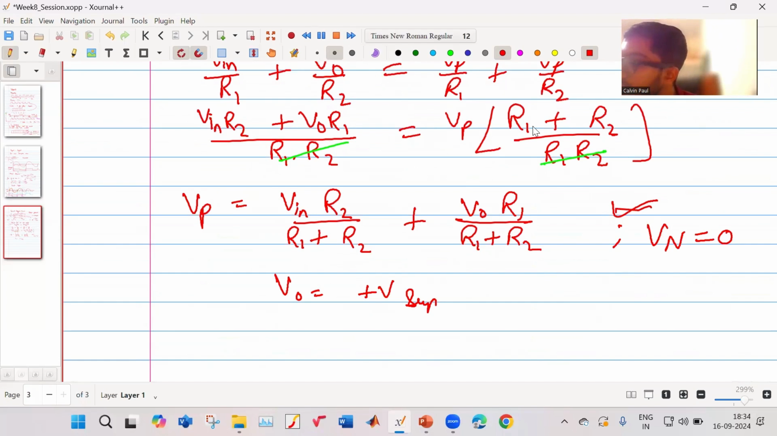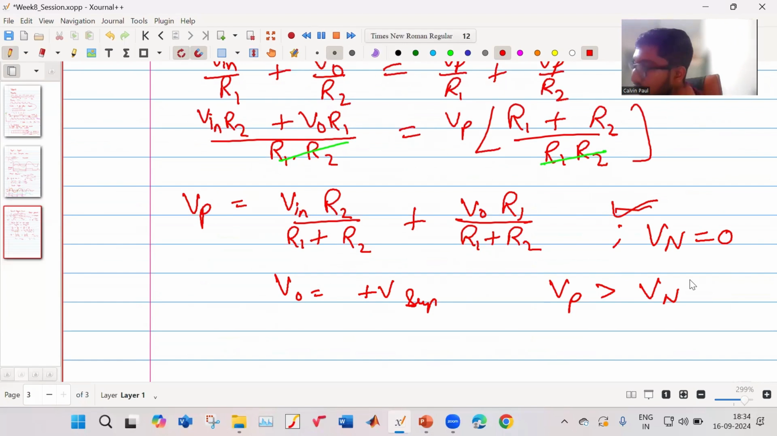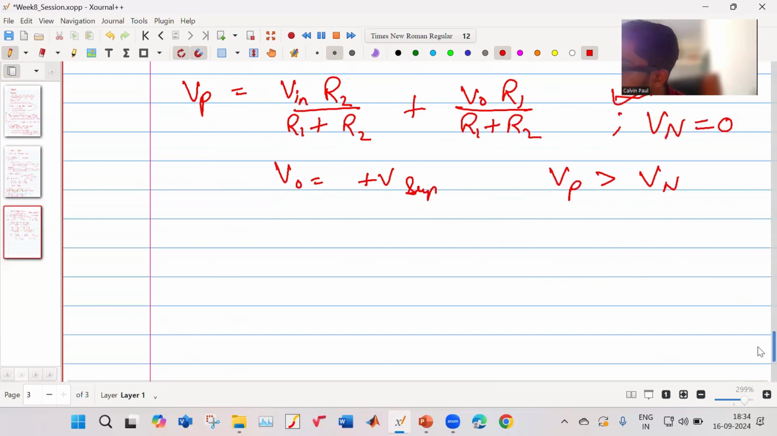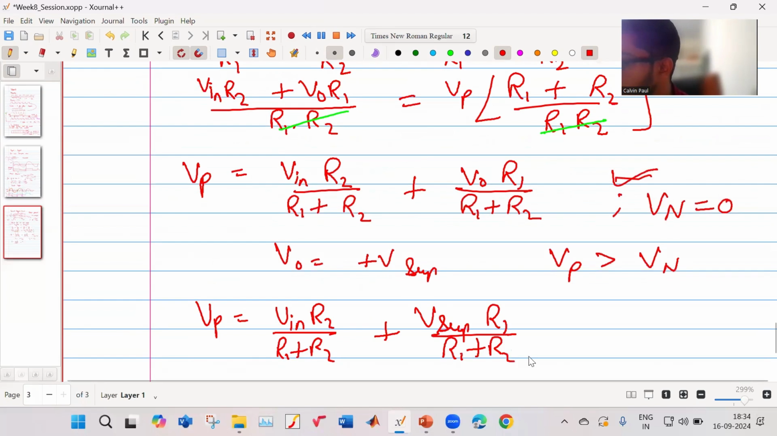If your V output is plus V supply, what does it mean? Your Vp is greater than Vn. If your Vp is greater than Vn, then your V output is plus V supply. So what is your Vp in this case? Your Vp is equal to V in into R2 by R1 plus R2, and V output is plus V supply, so V supply into R1 upon R1 plus R2.